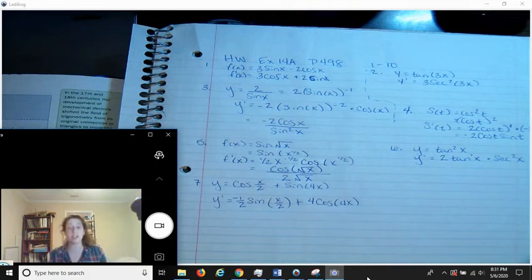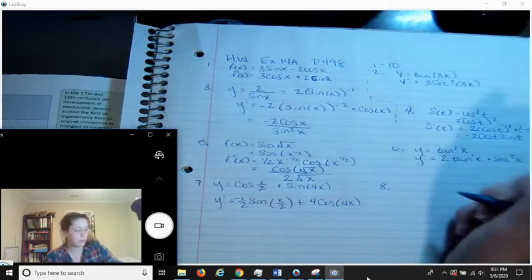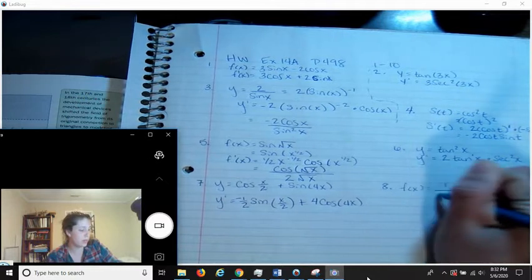This inside function staying the same. 8 is next. f of x equals 1 over cosine of 2x.